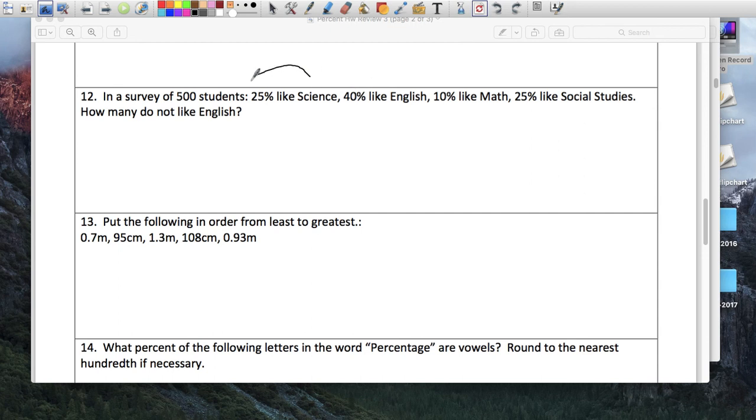Put the following in order from least to greatest. Okay, so like I said, you can change everything to centimeters. You can change everything to meters. Let's see what I have. I have 1, 2, 3 meters and 2 centimeters. I'm gonna change this guy to meters. I'm gonna change this guy to meters.